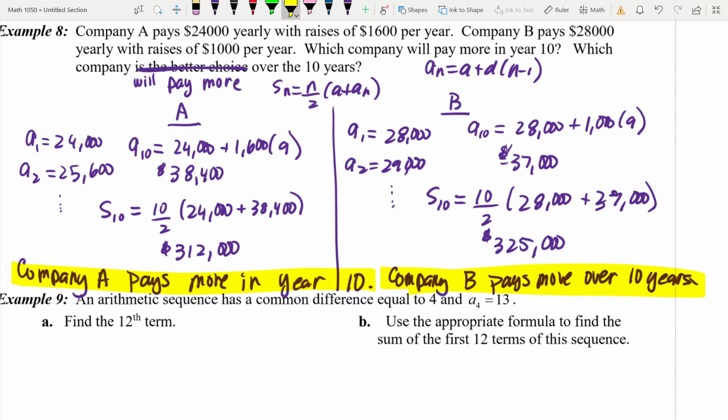I have a question for you. I want someone to raise your hand and answer this. Listen right here. Just look at this one specifically. With that company, you start with 24,000, you work for 10 years, you get a $1,600 raise each year. So here's what I start with. Here's my raise. Why is that a 9? Why is that not a 10? You don't get a raise the first year. You stay at 24,000, then you get a raise. Okay?